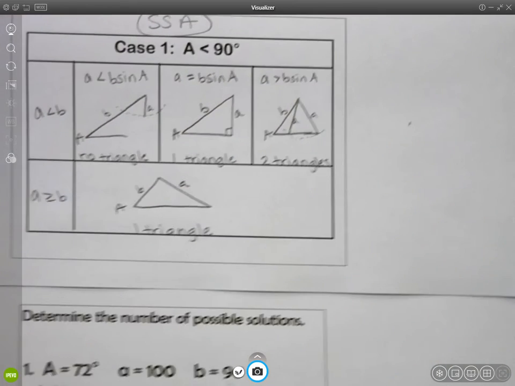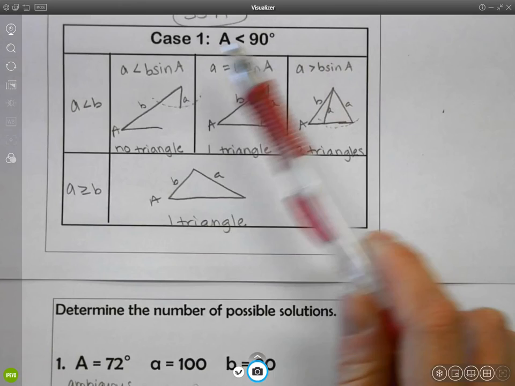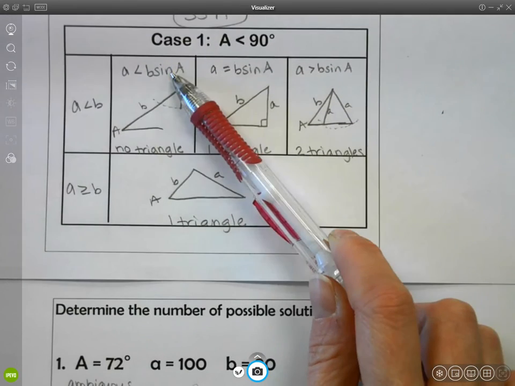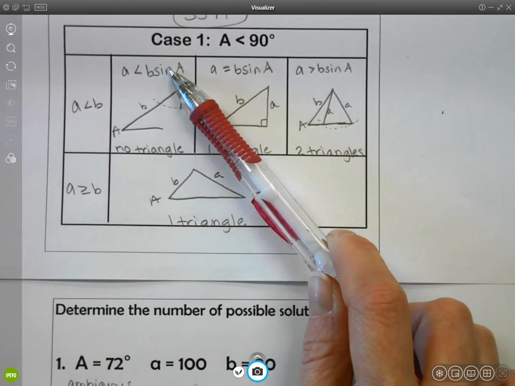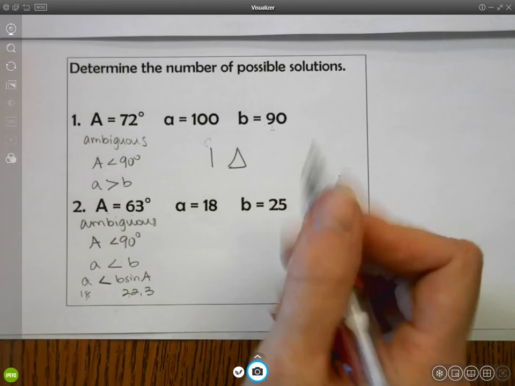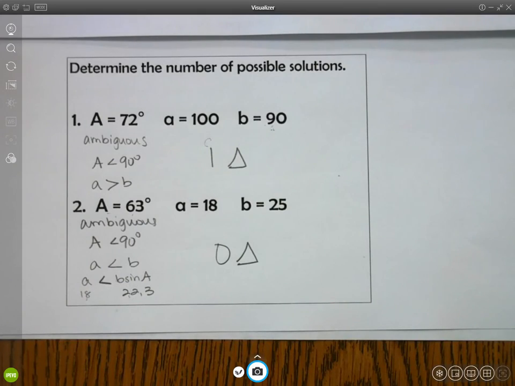So going back to our cases, we have decided that our angle is less than 90. Side A is less than side B. So now we're looking at 18 is less than 22, so A is less than B sine A, which means we have no triangle. So number 2 would be 0 triangles, so you could write no triangle.